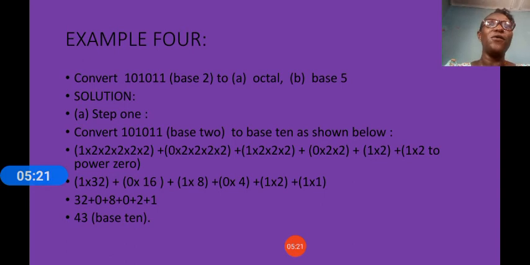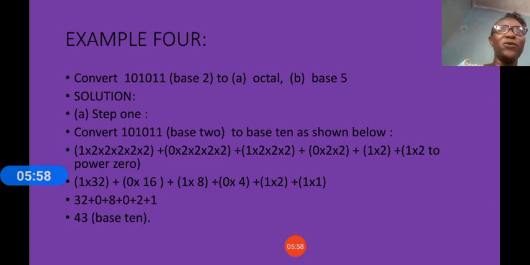Example 4. Convert 101011 base 2 to a number in octal, then B, to a number in base 5. Solution. Remember that you always convert to base 10 first, then later to the required base. So we are going to be converting 101011 to base 10 first. And this will give us 1 times 2 raised to power 5 plus 0 times 2 raised to power 4 plus 1 times 2 raised to power 3 plus 0 times 2 raised to power 2 plus 1 times 2 raised to power 1 plus 1 times 2 raised to power 0.